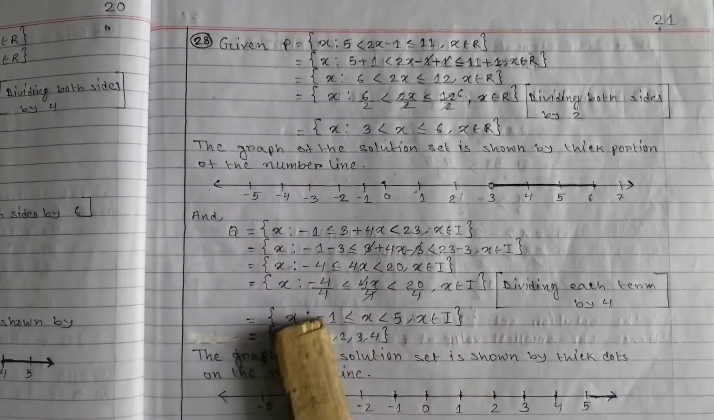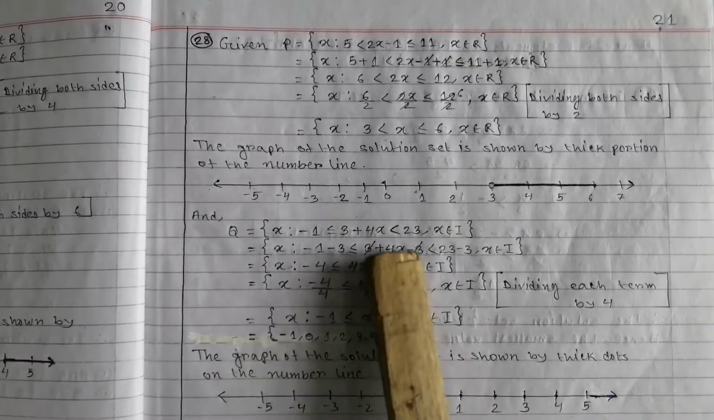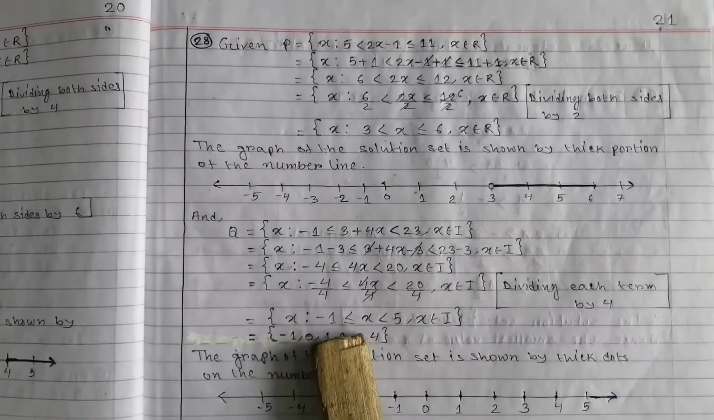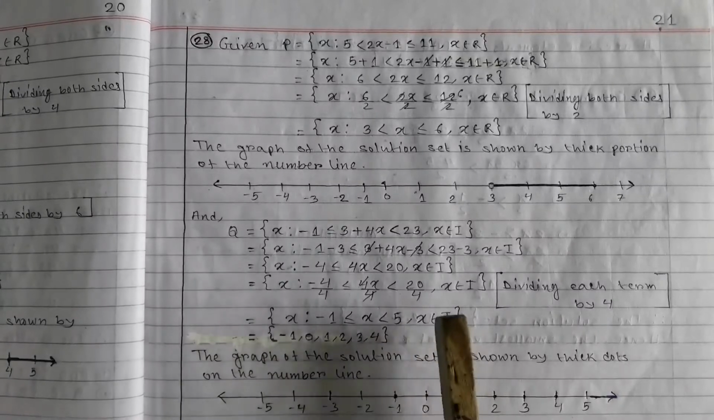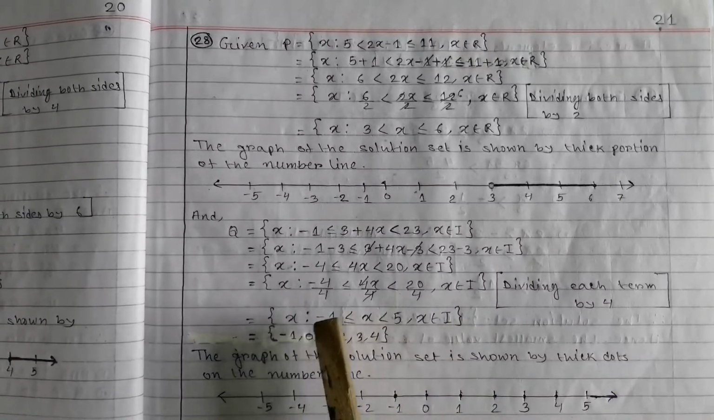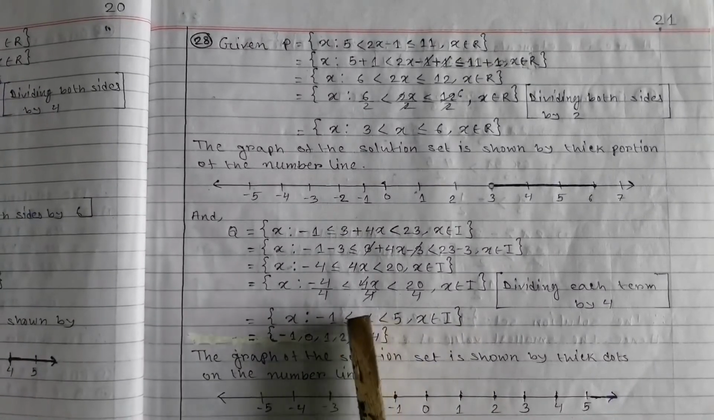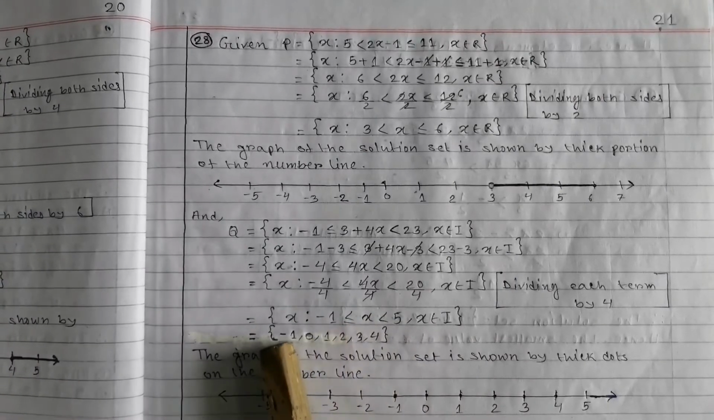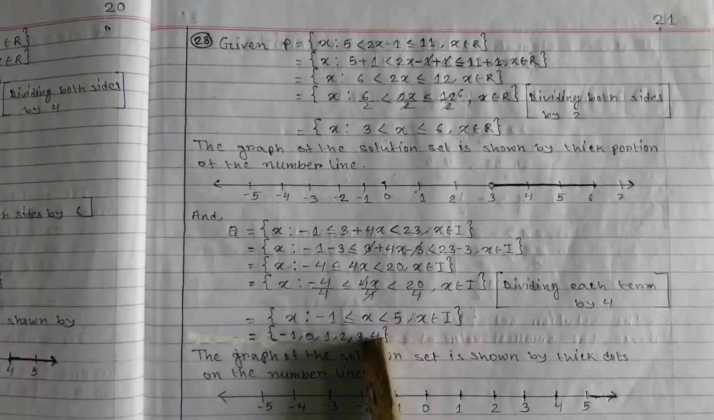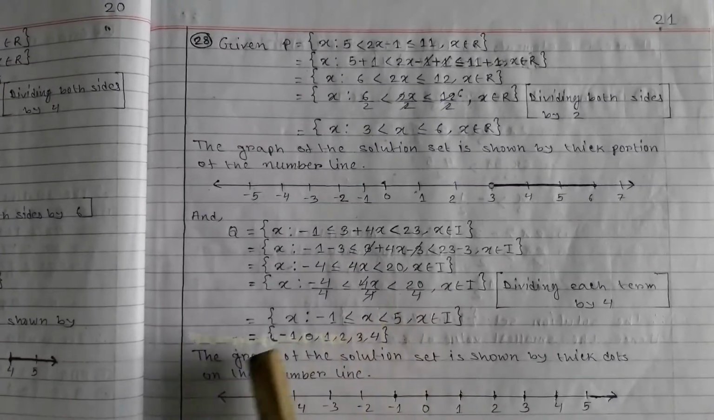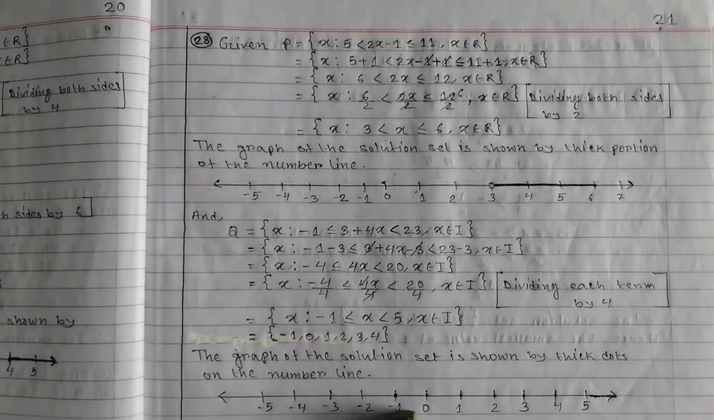For Q, after simplifying, the simplification is very easy, we have got -1 <= x < 5 and x belongs to integers. Belongs to integers means the integers between -1 and 5. Since x is greater than or equal to -1, -1 will be included, then 0, 1, 2, 3, and less than 5 is 4. So this is the solution set. You have to represent the solution set on the number line: -1, 0, 1, 2, 3, 4, and you have to make dots.